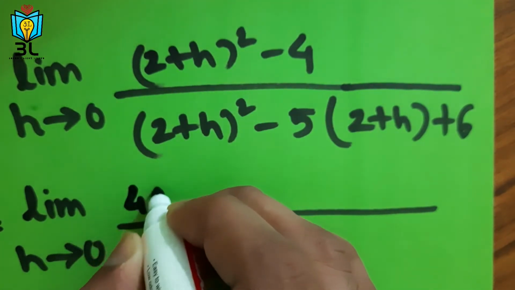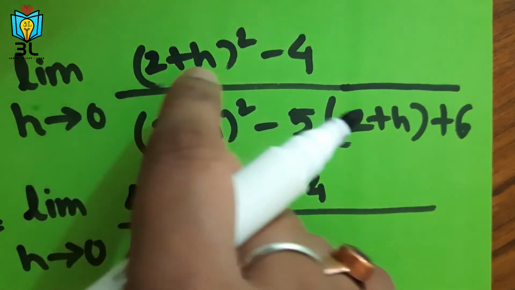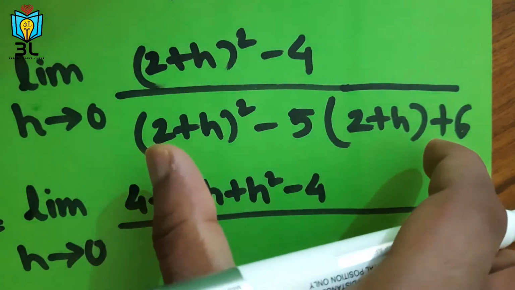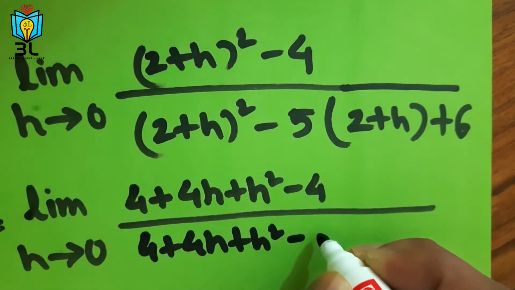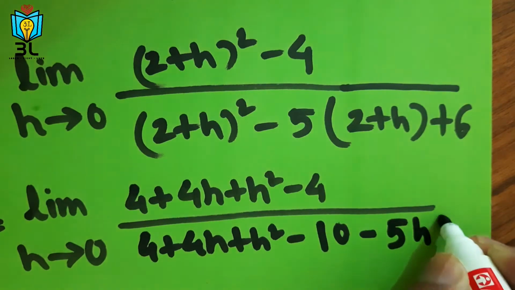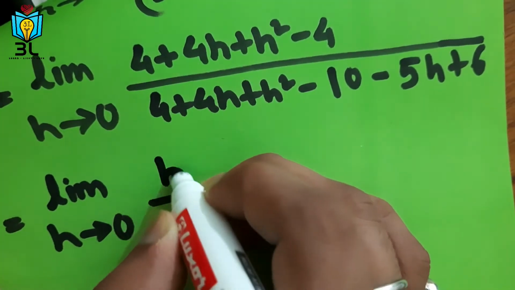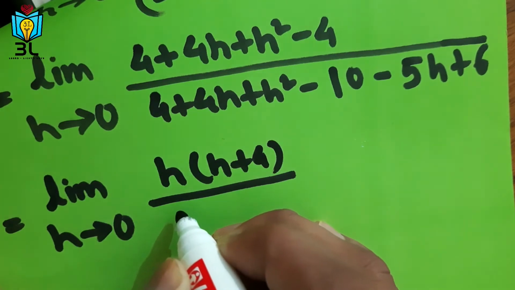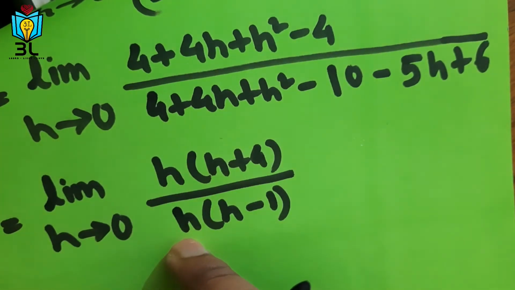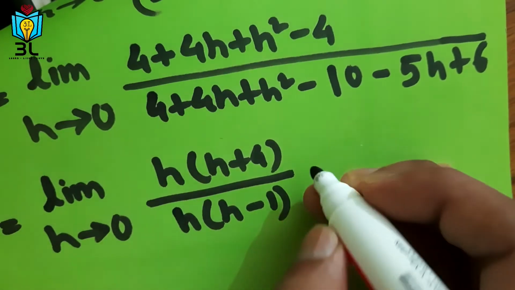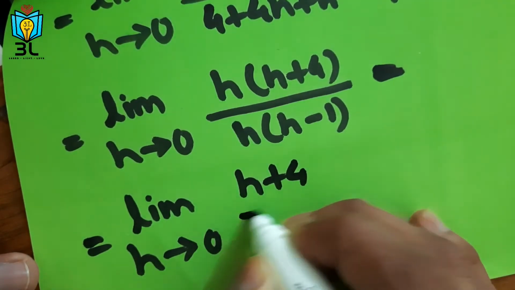So we will get 4 plus 4h plus h square minus 4, because we can relate this to a plus b whole square, 2 plus h whole square. And in the denominator, it will be the same, 4 plus 4h plus h square minus 5 into 2, 10 minus 5h plus 6. After calculating, we will get h into h plus 4 divided by h into h minus 1. In the numerator we have h, and in the denominator we have h. So both h will be removed, and we will get limit h tends to 0, h plus 4 divided by h minus 1.